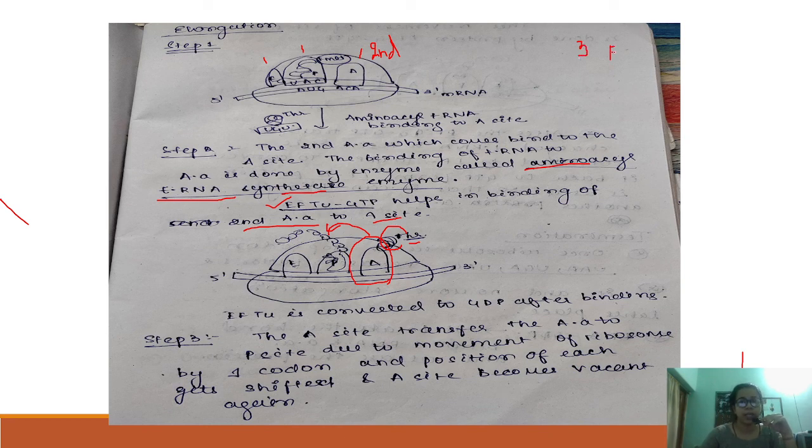First is EFTU, remember this. What is the function of each? I am going to discuss now. EFTU uses a GTP. What will it do? It will bind the second amino acid to the A site. That is the first one.